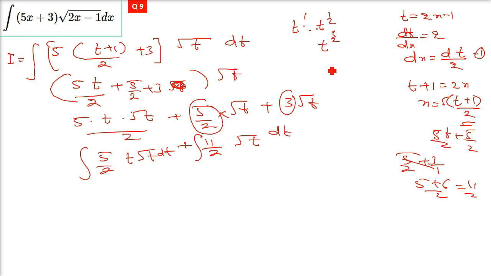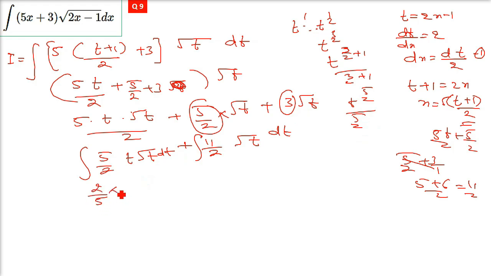So t into under root t will be t raised 1, t raised half, the powers get added, it's t raised 3 by 2. So you have to integrate t raised 3 by 2. So t raised 3 by 2 plus 1 divided by 3 by 2 plus 1 is the integration. So t raised 5 by 2 in the numerator, and the denominator is 5 by 2.